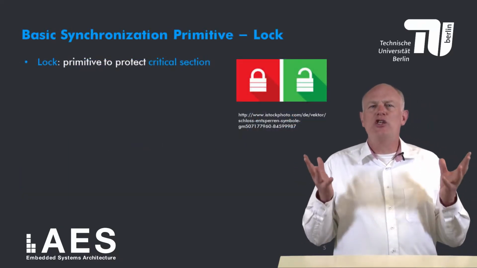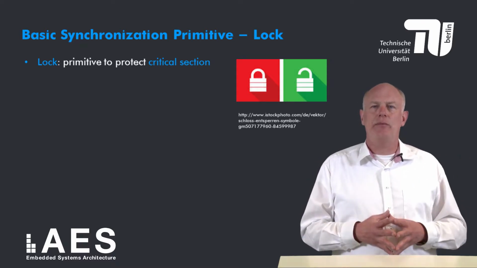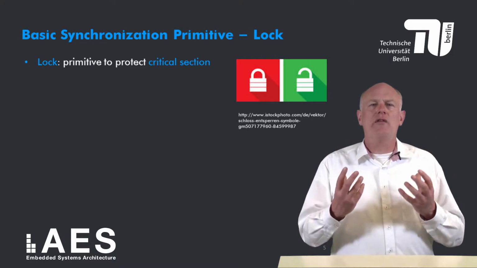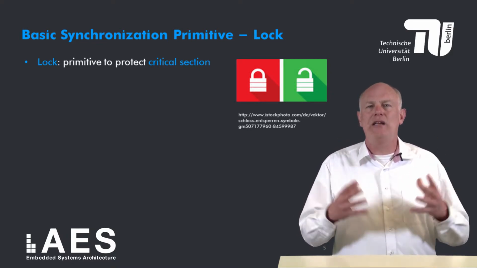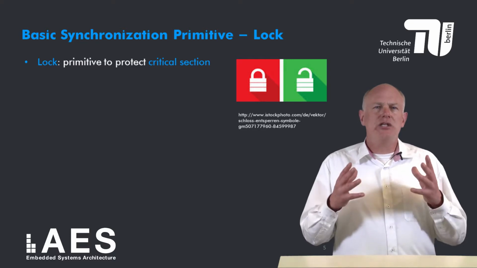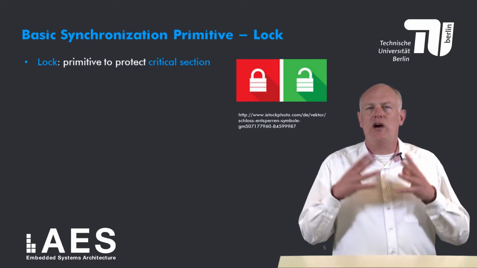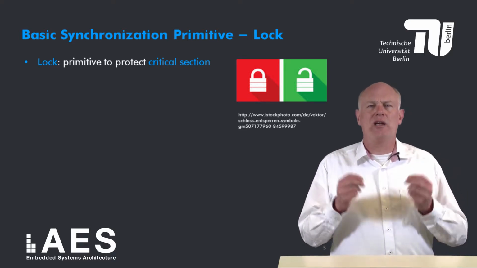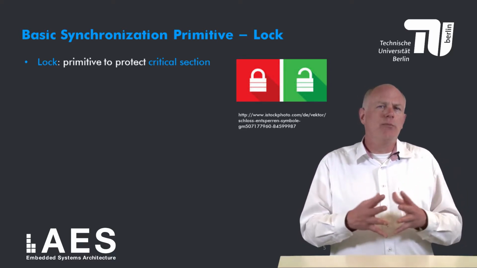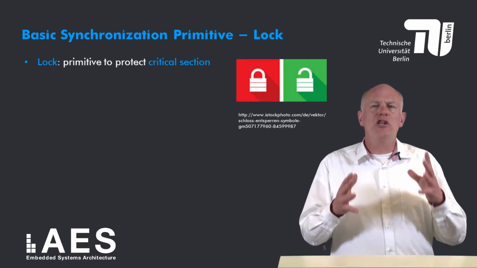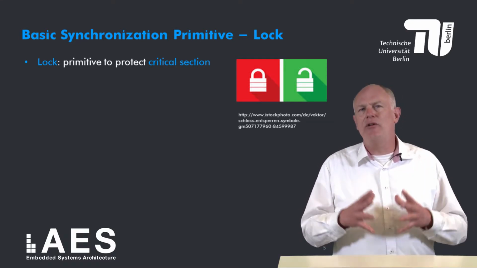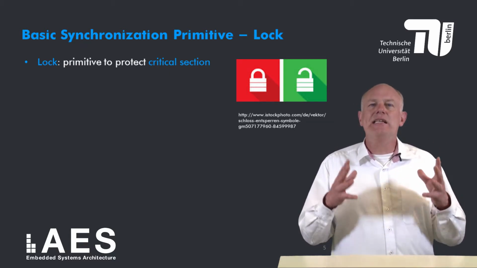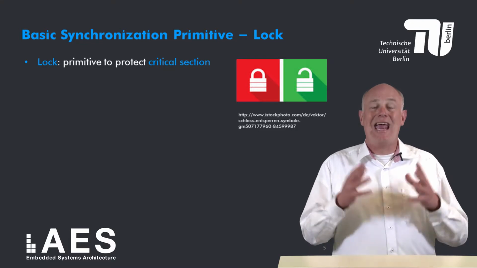What can we do to ensure that such things do not happen? In other words, how can we ensure that 2 threads do not simultaneously try to update shared variables? Such situations where 2 or more threads try to simultaneously update the same shared data is called a critical section. So the question boils down to, how do we ensure that 2 threads are never in their critical section at the same time? For that, we need a synchronization primitive called a lock.